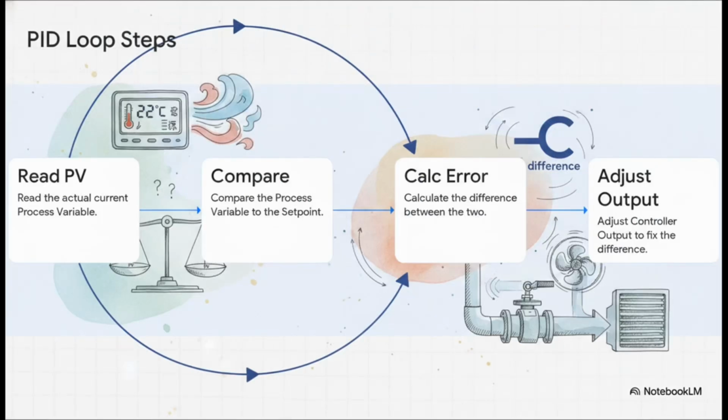Now, let's see how this builds into an actual continuous loop. A PID controller essentially works by cycling through 4 continuous steps, over and over again, in real time. First, it reads the process variable, or PV. That's what's actually happening right now, like the current temperature of the room. Second, it compares that PV to your set point. Third, it calculates the difference between those two numbers. And fourth, it adjusts the controller output, which tells the system exactly how far to open a valve or speed up a fan to fix that difference.